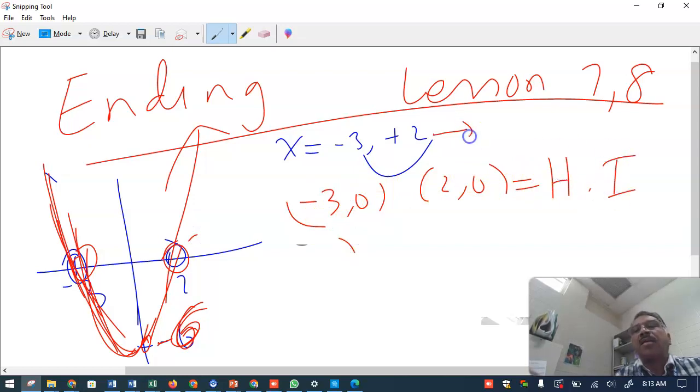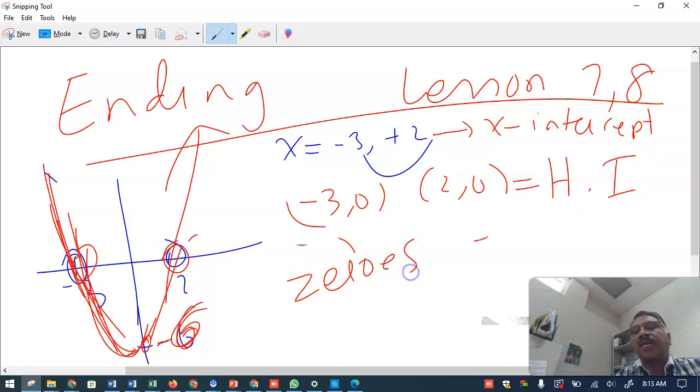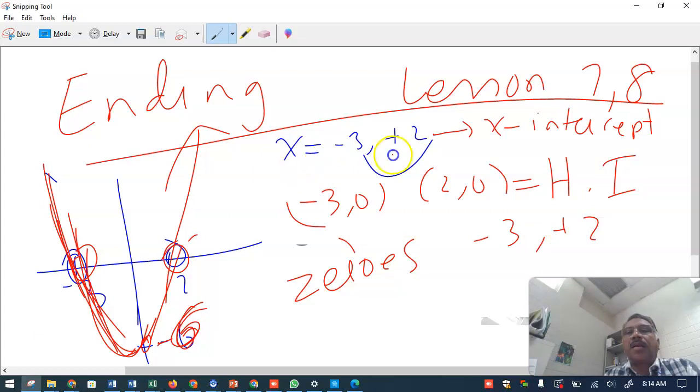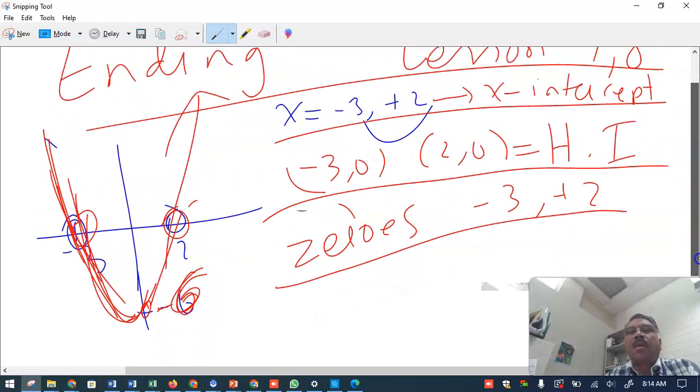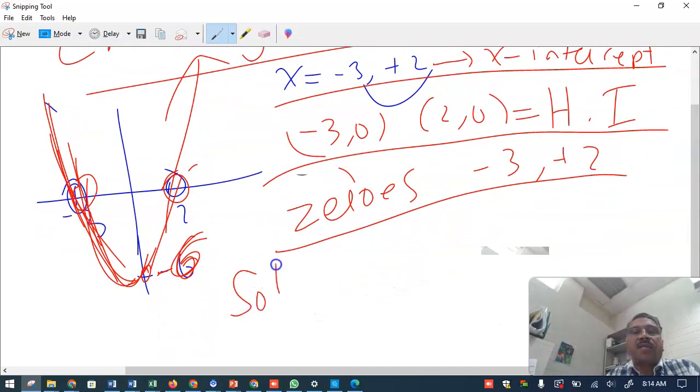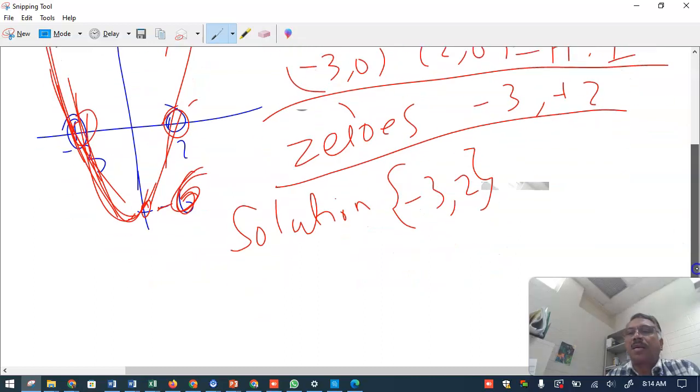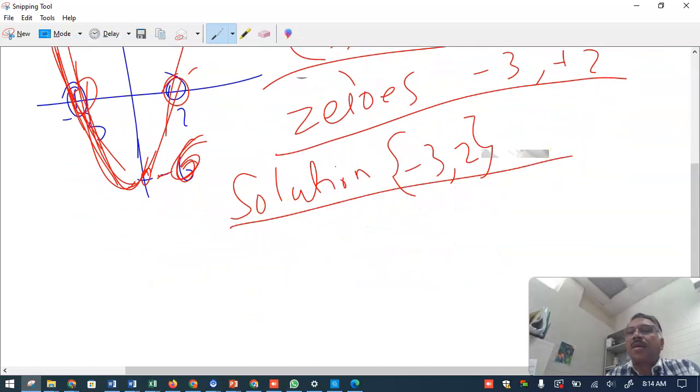These are called horizontal intercepts. And when you write it, you can say, okay, these are x-intercepts. And the zeros, when you write them, are minus 3 and plus 2. As I'm saying, these are x-intercepts when you write them like this as horizontal intercepts, and these are the zeros as numbers. And if it is asked for the solution of the polynomial equation, then you write braces and say minus 3 and 2, like this. Hope that helps.